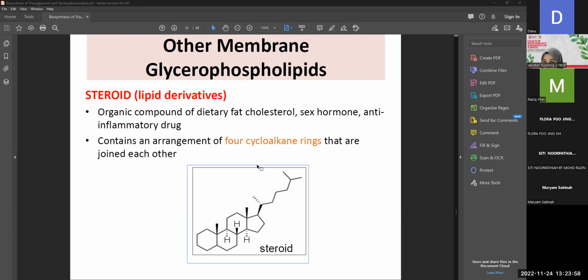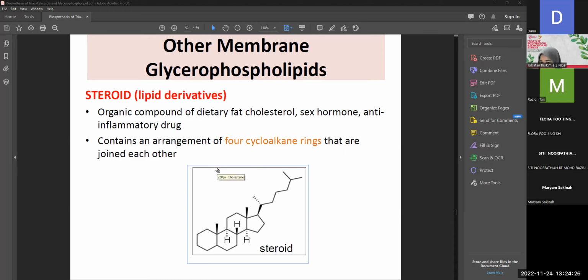Another membrane glycerophospholipid that I include in this slide is steroid. I'm sure you're familiar with steroid. It is one of the anti-inflammatory drugs that have been used widely in medicine. It is also an organic compound of dietary fat cholesterol, is part of the sex hormone, and is an anti-inflammatory drug.